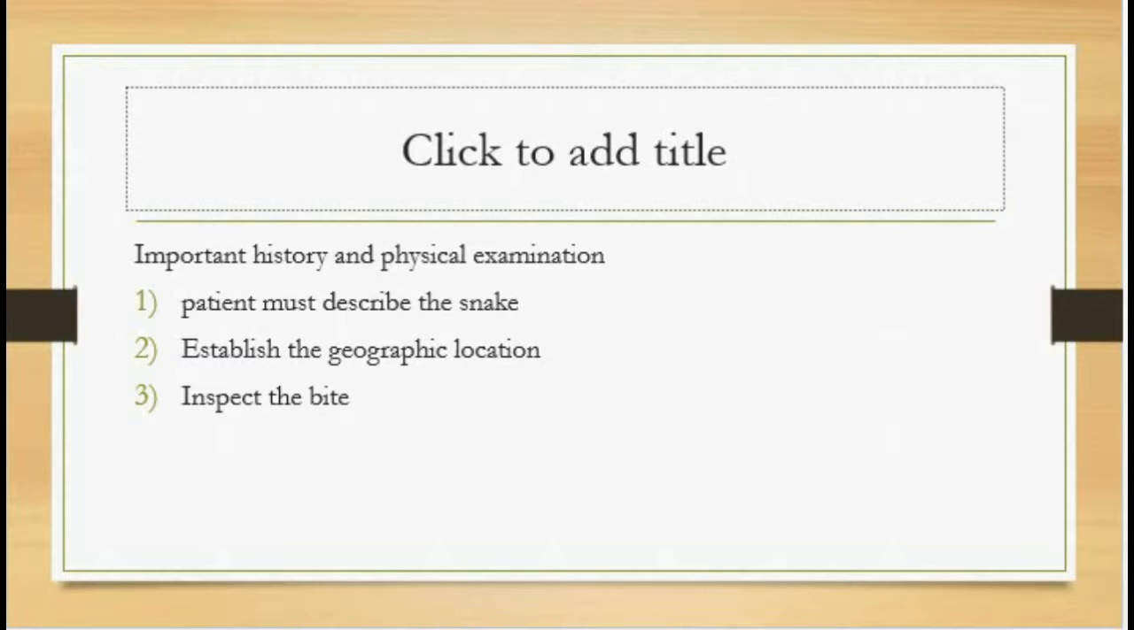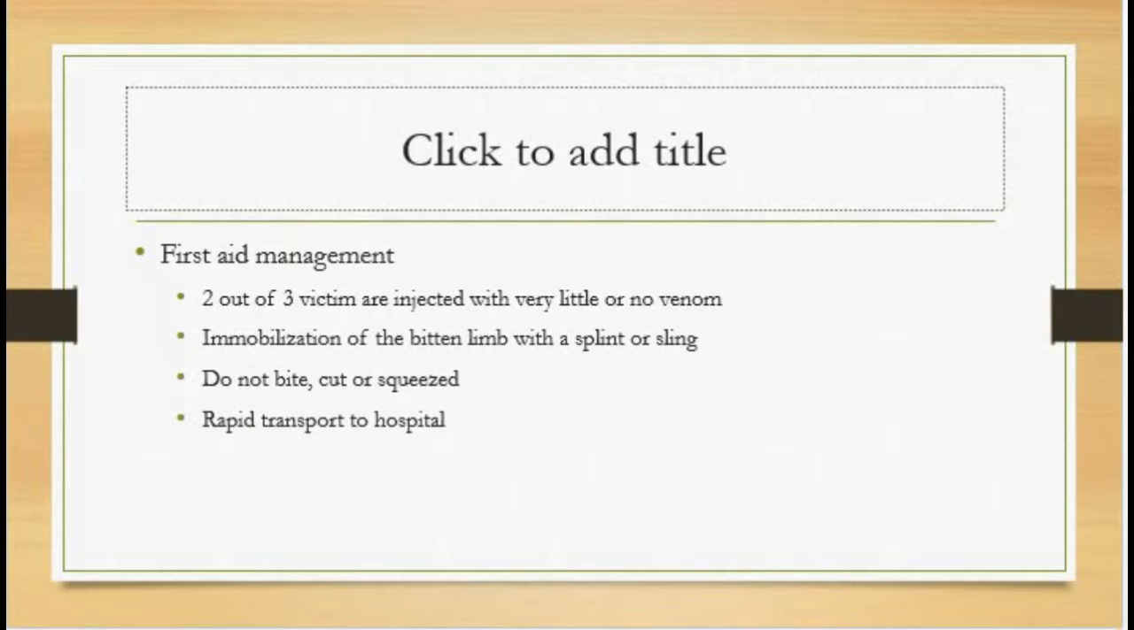However, I will try to summarize everything. The patient must be able to describe the snake. If the patient cannot describe the snake, there must be a picture. Or if there is no picture, at least we need to know the location. Is the snake from water, or from a tree, or even from the land? Next, we need to inspect the bite because we need to know whether there is a presence of retractable fangs or not.